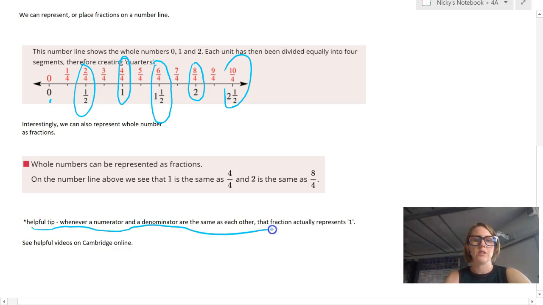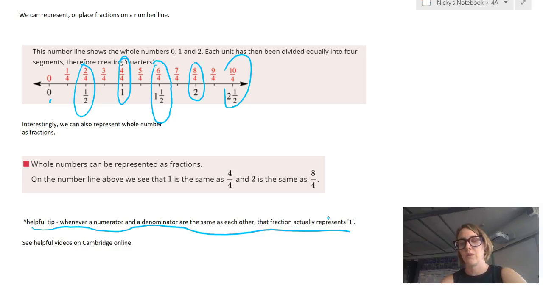Whenever a numerator and denominator are the same as each other, the fraction actually represents one whole. So if I have 50 as a numerator and 50 as a denominator, 50/50, that's one whole, all of something. Okay.